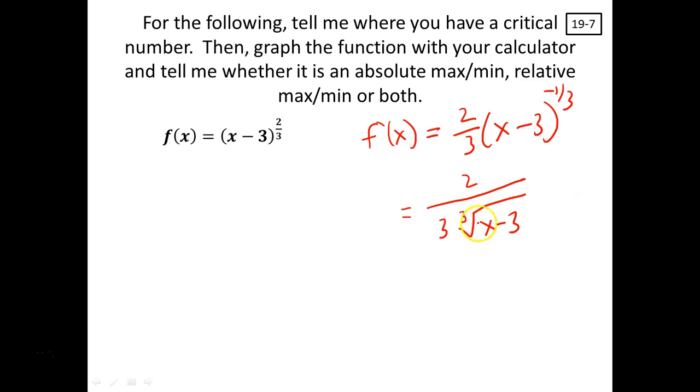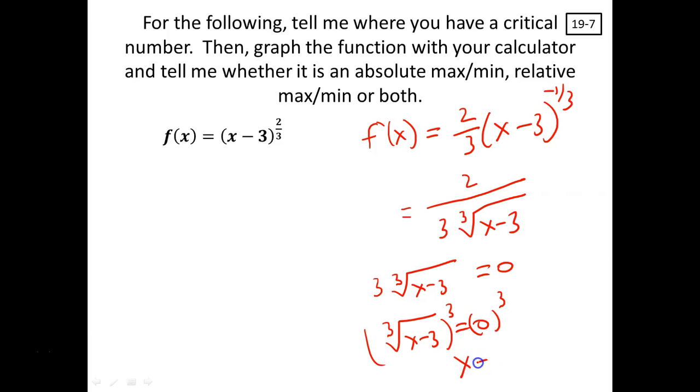Now, the bottom can be 0, which means this derivative does not exist wherever the bottom equals 0, wherever 3 times the cube root of x minus 3 equals 0. Well, divide by 3, so you get the cube root of x minus 3 equals 0. Then you cube both sides to get rid of that cube root. So you get x minus 3 equals 0 and x equals 3. That means you have a critical number at x equals 3.